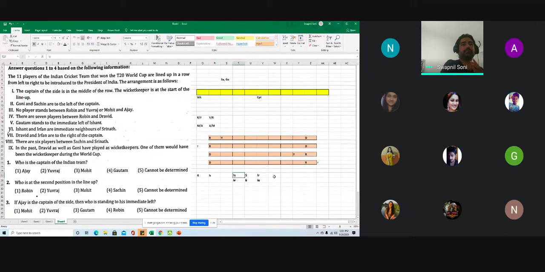So we have Ishant, Srinath, Irfan, and since Gautam is left of Ishant, I can put Gautam. I know this arrangement: Gautam, Ishant, Srinath, and Irfan.